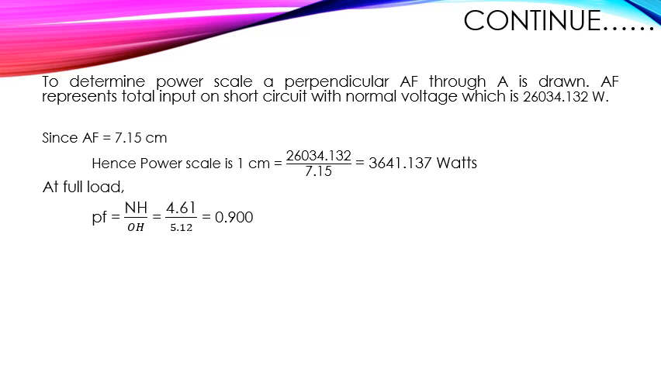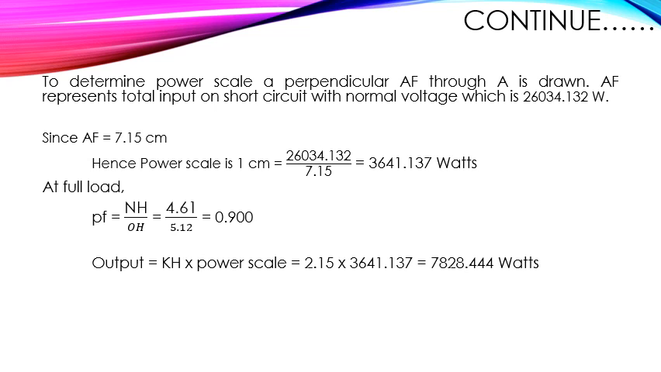So at full load, we can calculate the power factor by taking the ratio of NH, that is the energy component of the current I1, divided by OH. OH is what? That is the line current I1 at an angle phi 1, right? So by taking the ratio of that, we get the power factor as 0.9.